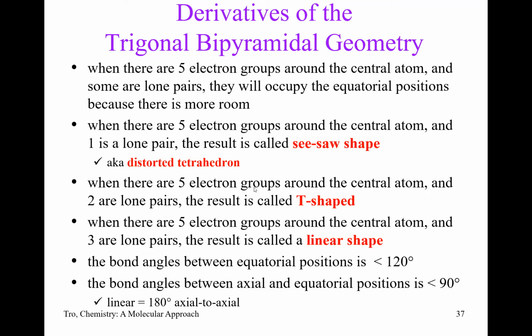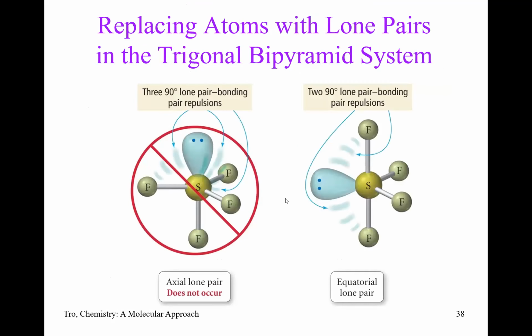So the ones that we just covered, you'll see them in OChem and also water and boiling points and stuff. But these ones here, right, if there's 5 and 1 lone pair, it's called a seesaw. Then if there's 2, it's a T-shape, and then 3, it's linear, and it's easier to see it than to describe it.